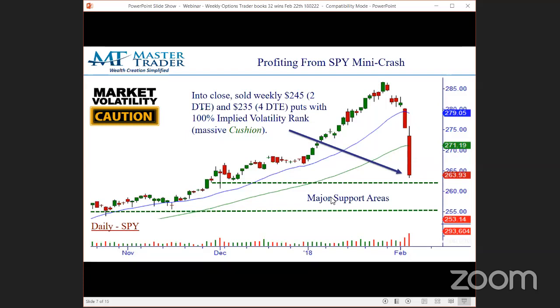We sold the out of the money $245 puts and $235 puts. And I don't have the actual numbers here, but I'll show you one on the next page. We got paid over $2, $3 for this, only risking 2 days and 4 days on these two strikes that we did. But notice, traders, notice the following. Look at the two support areas that I have marked here, 255 and roughly 263.